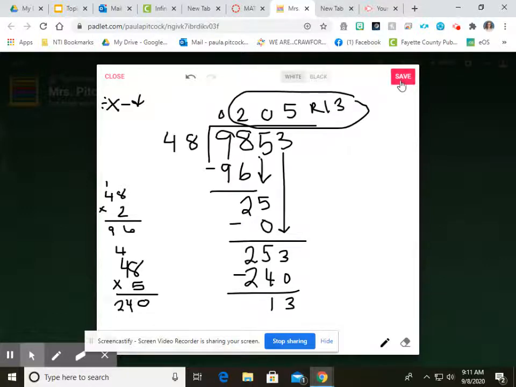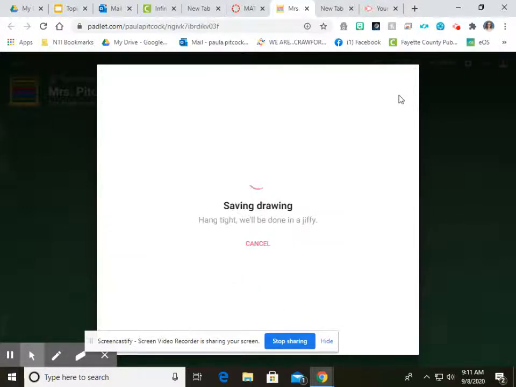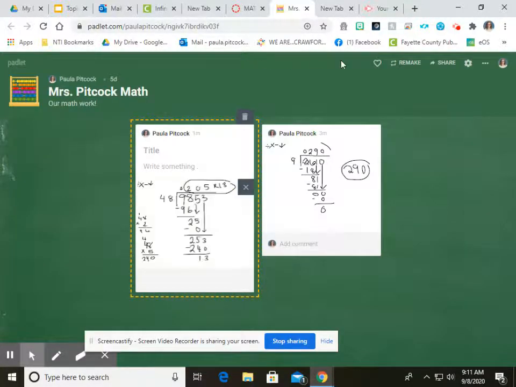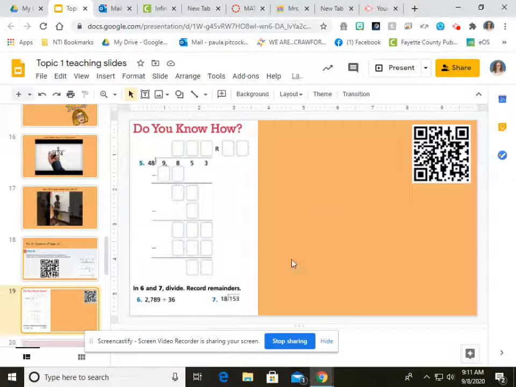And if I want to save that, I'll save that. Okay, that way it would post to my Padlet board. Remember, we use Padlet in class, not really on the recorded version. All right, so let's go back to our next example.